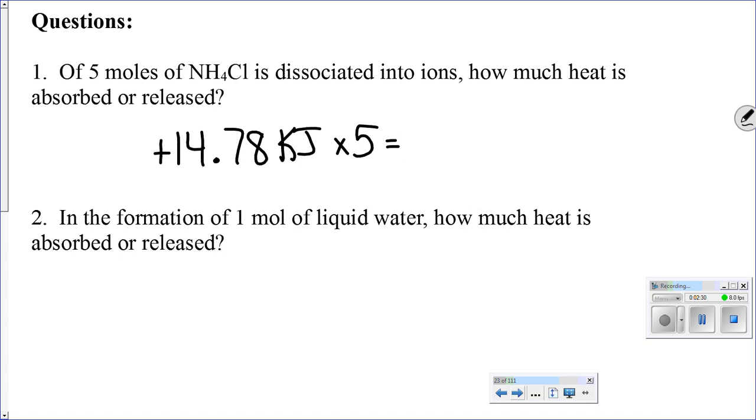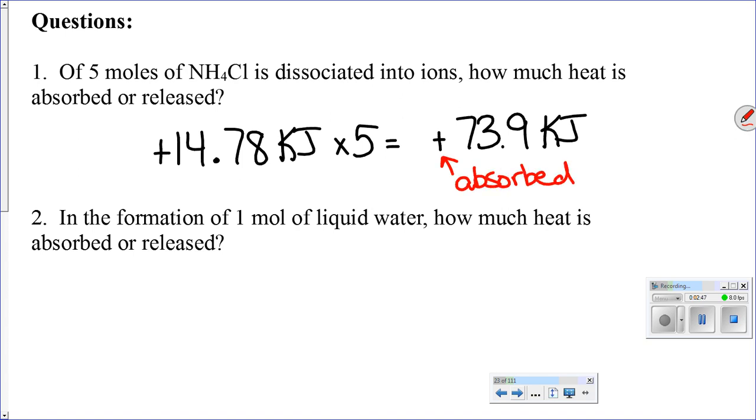And the total amount of energy that's going to be involved, and I'm going to write the sign with this, and I'll tell you why in a minute, is 73.9 kilojoules. Now, the plus sign is just here to tell us that that energy is getting absorbed. So when we put ammonium chloride into water, it requires that much energy in order to be dissociated. So this would actually lower the temperature of water.